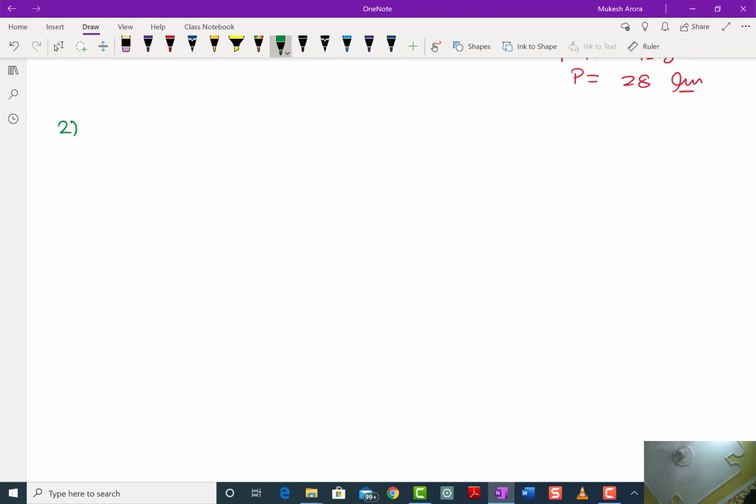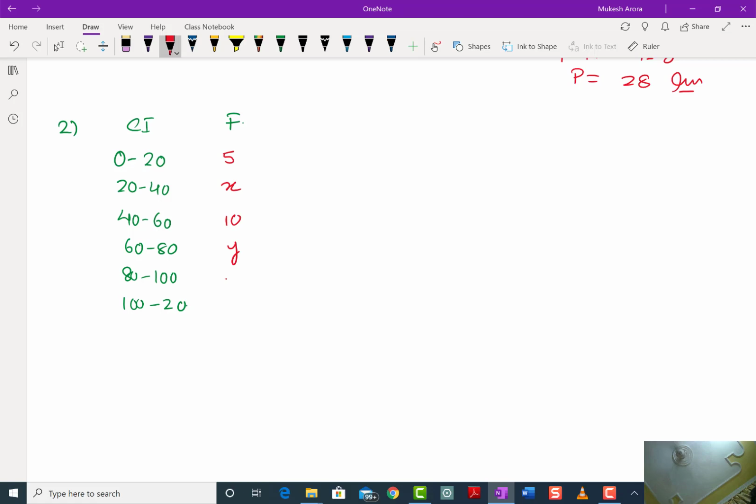Now we have a second question. The class intervals are 0 to 20, 20 to 40, 40 to 60, 60 to 80, 80 to 100, 100 to 120. The frequency is given as 5. If this is missing, x, 10, and the second frequency is also missing, y, 7 and 8. When two frequencies are missing, then always the total will be given to us, and the mean in this case is 62.8.